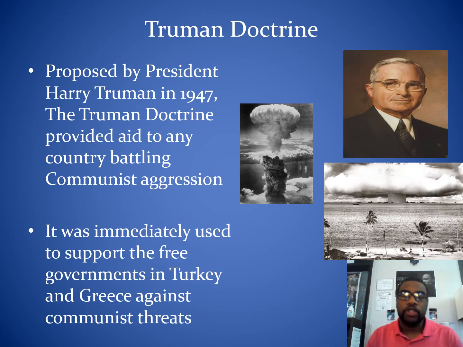The Truman Doctrine was proposed by President Harry Truman in 1947. The Truman Doctrine provided aid to any country battling communist aggression. It was immediately used to support the free governments in Turkey and Greece against communist threats.